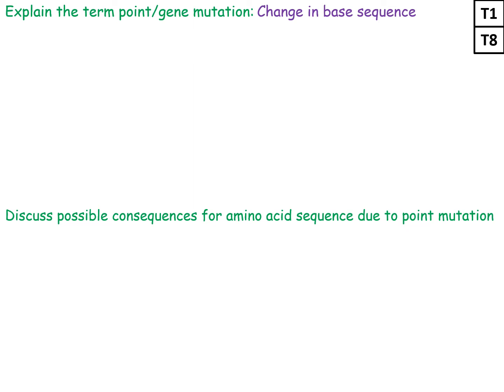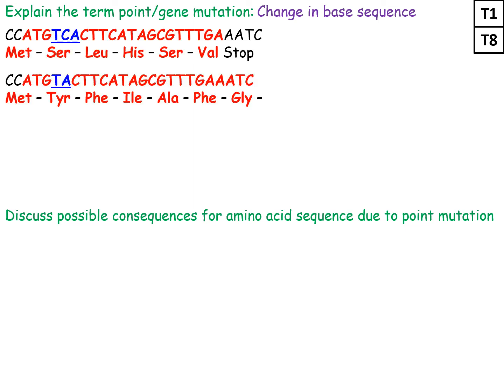And there are 3 different types of point mutations. So here we've got our first example, and if you compare the 2 genetic codes, you could see in the second one that there is a cytosine base missing. So this is an example of a base deletion, and when you delete a base, that shifts every other base, which therefore has an effect on every other amino acid that is coded for.